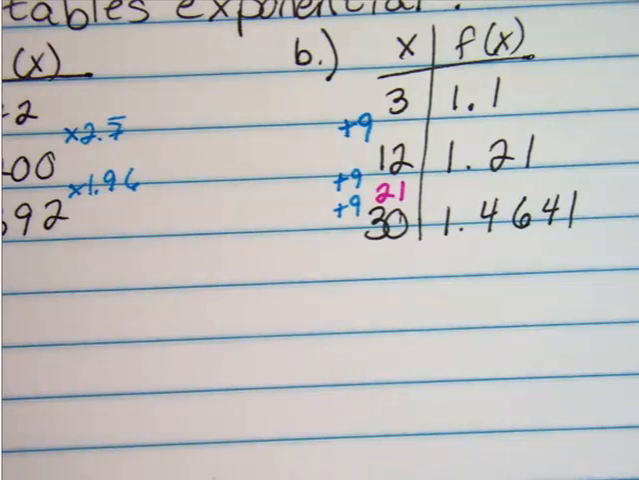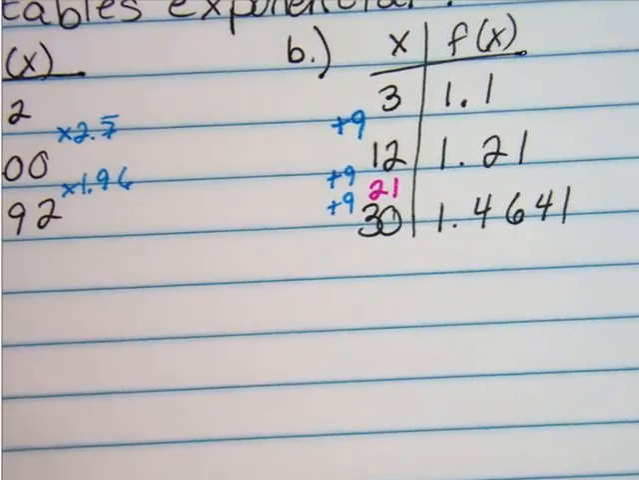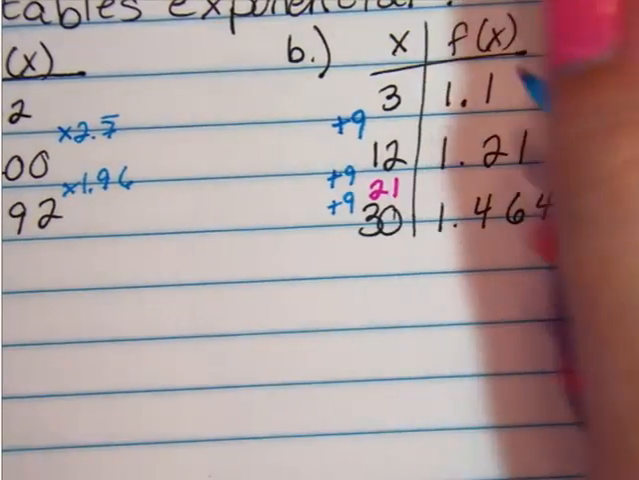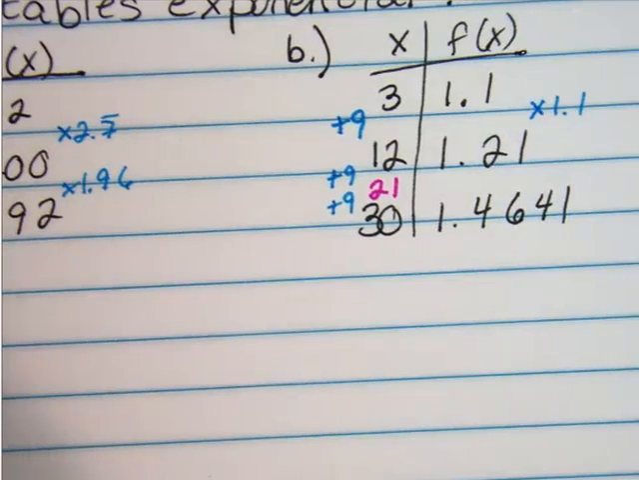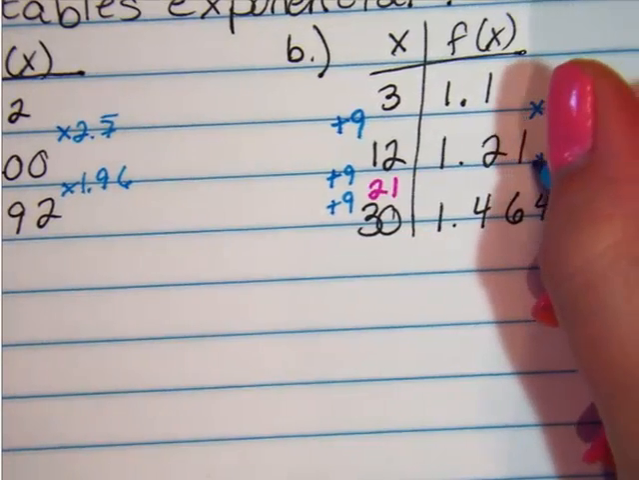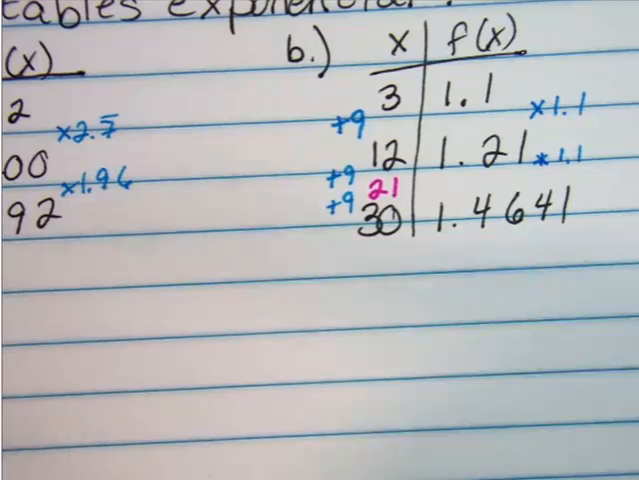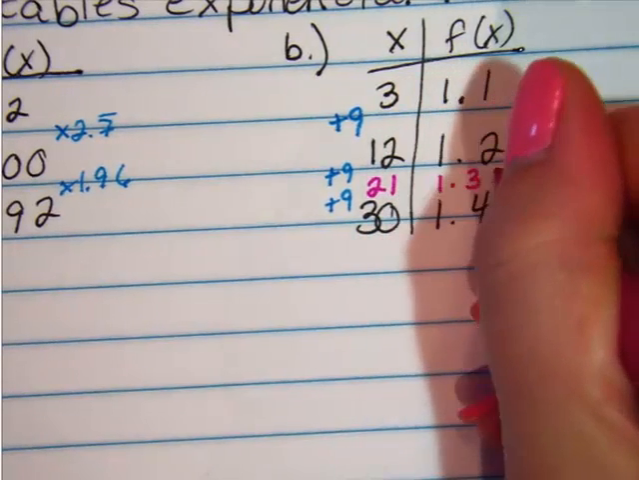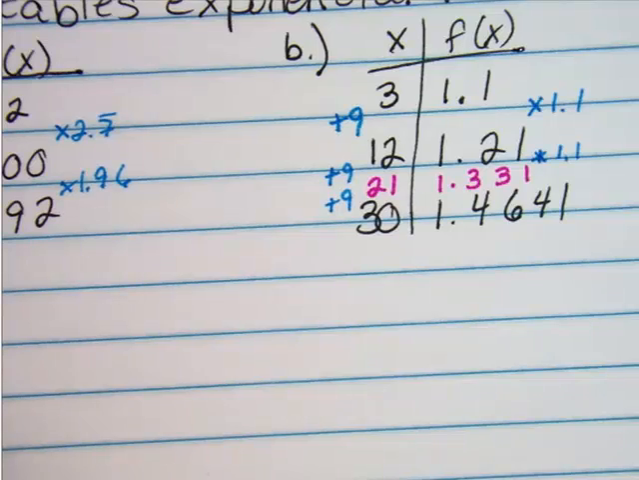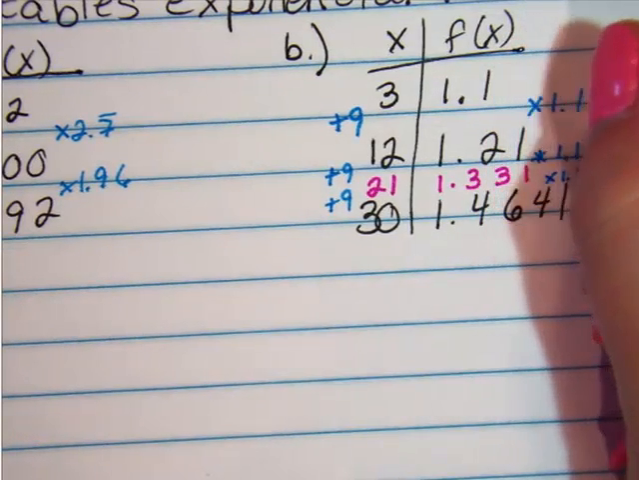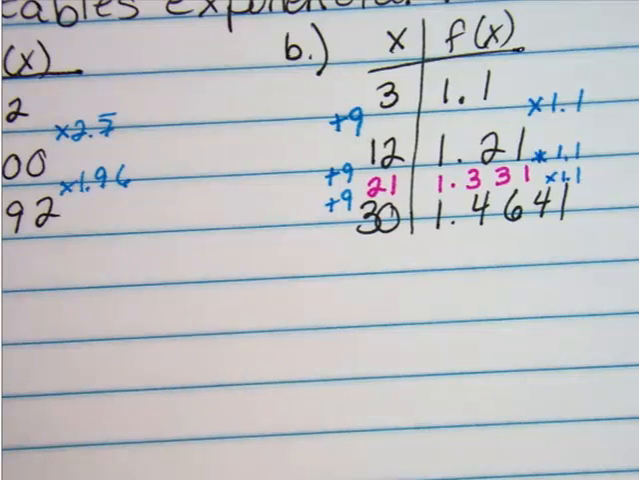Skipping those values along the way, if I can fill them in and still follow that pattern, I'm good. Now I look at the right-hand side. Am I multiplying? So take the second divided by the first. So 1.21 divided by 1.1 is times 1.1. Now if I multiply 1.21 by 1.1, I do not get 1.4641. Instead, if I multiply by 1.1, I end up with 1.331. And then if I multiply by 1.1 again, I get 1.4641.